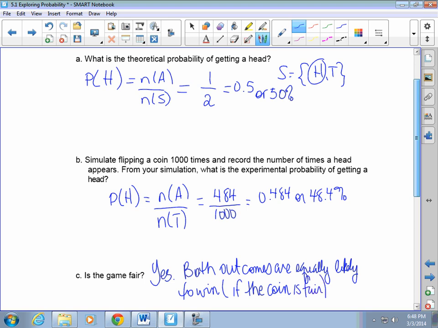Okay, so in the one flip of a coin, you see that she has a 50% chance. Doing it 1,000 times, it was pretty close to that 50%. It was just 1.6% off of that 50%.